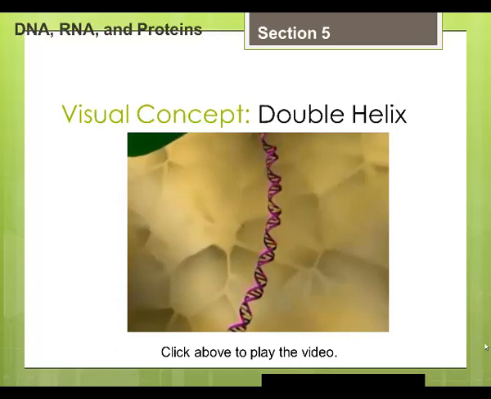So this short video shows the double helix of DNA, but also, if we go back to the very beginning, it shows the overall structure, the overall shape of a chromosome. So remember that DNA winds and coils around itself to create chromosomes within the cell. And chromosomes are found inside of the nucleus.